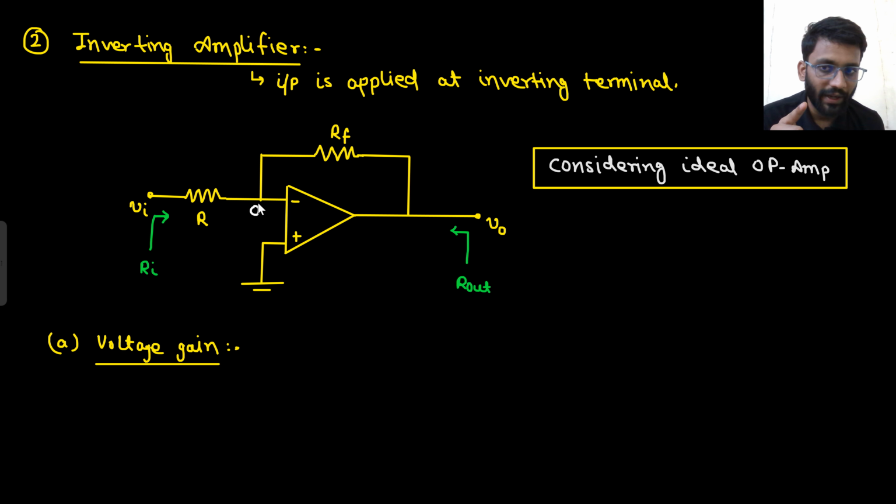So at this node you can apply the nodal. How will you apply the nodal? Or without even applying the nodal, you can also write. If this node is 0, this node is also 0. So what is the current here? Vin by R, right?